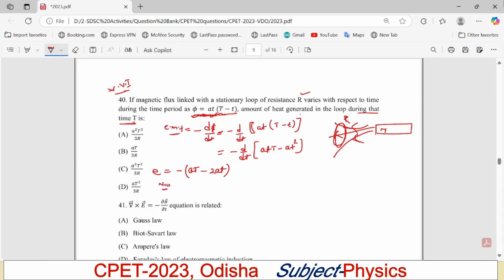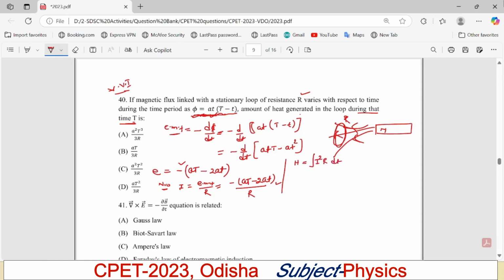Now we know the current I through the coil due to this EMF will be V by R, that means the induced EMF divided by the resistance. That means (aT minus 2at) by R. So this is the instantaneous current flowing through this coil when the magnetic flux changes. Now we have to find out the heating effect, that means how much heat will be produced. So heat is nothing but I square R into t.